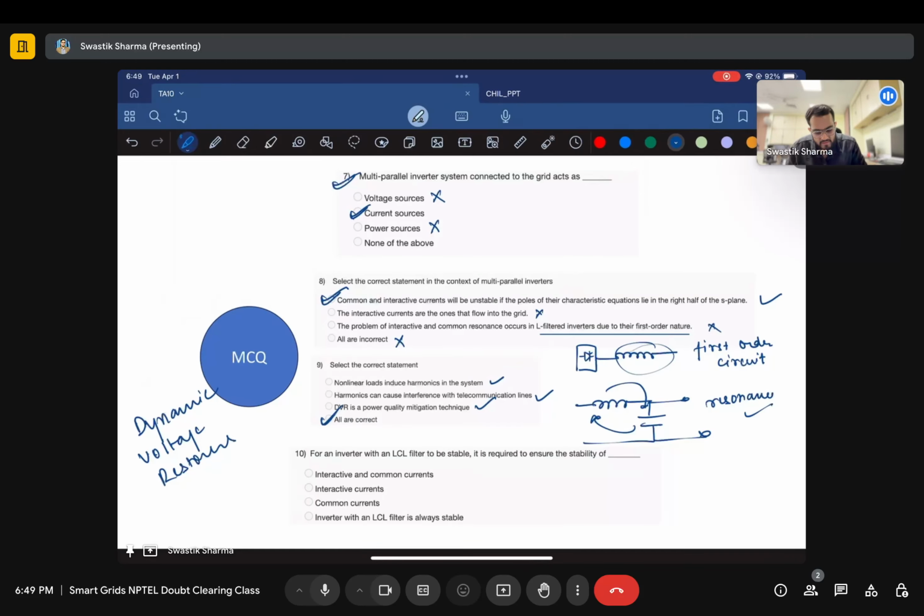10th, for an inverter with LCL filter to be stable, it is required to ensure the stability of interactive and common currents. Interactive currents, common currents, or the inverter with the LCL filter is always stable. Although in my lecture I talked about stability of interactive current, let's say the poles of the common current are also not stable. Then they can also produce an effect over your system, because if the poles are not stable for the common current as well, the system is unstable. So the correct answer is both interactive and common current.